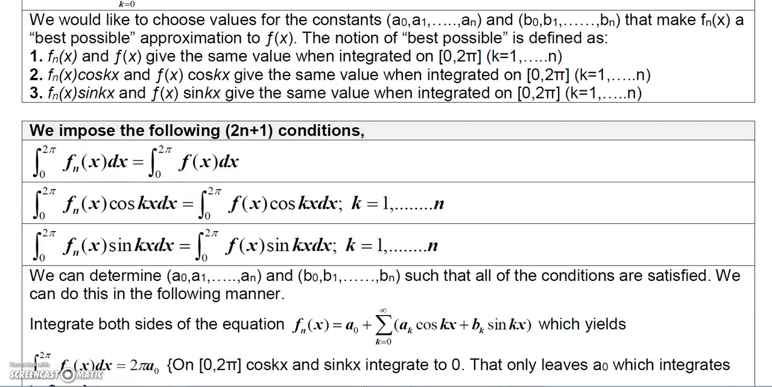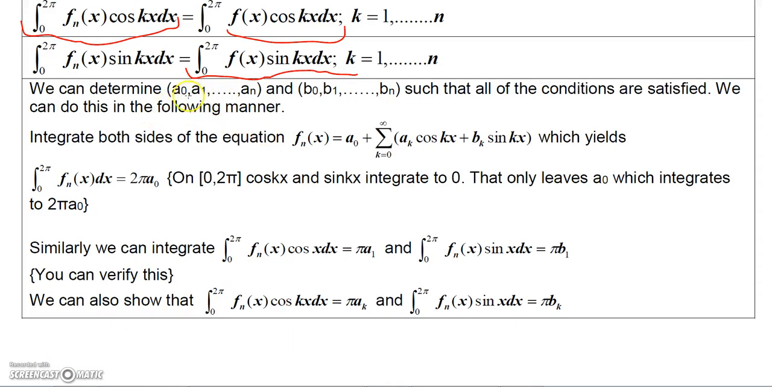So actually we put these conditions on there. This is basically just showing what I just said. If we integrate fₙ(x) from 0 to 2π, that should be equivalent to integrating f(x) from 0 to 2π. And then also, if we integrate fₙ(x) cos kx dx from 0 to 2π, that should be the same as integrating the function times cos kx dx from 0 to 2π. And if we integrate fₙ(x) sin kx dx from 0 to 2π, that should be the same as integrating the function times sin kx dx from 0 to 2π.